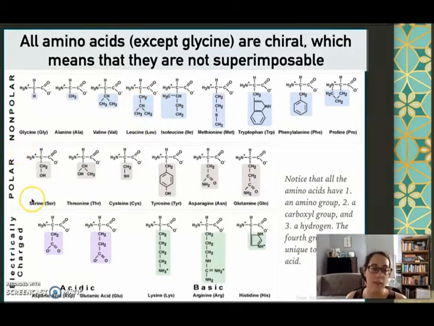So then we have the polar amino acids here in the middle. And again, we notice that they all have the amino group, the hydrogen, and the carboxyl group, which are common to all amino acids. Yes, I keep repeating it because it's important. But the side chains, again, those R groups are different from one another.